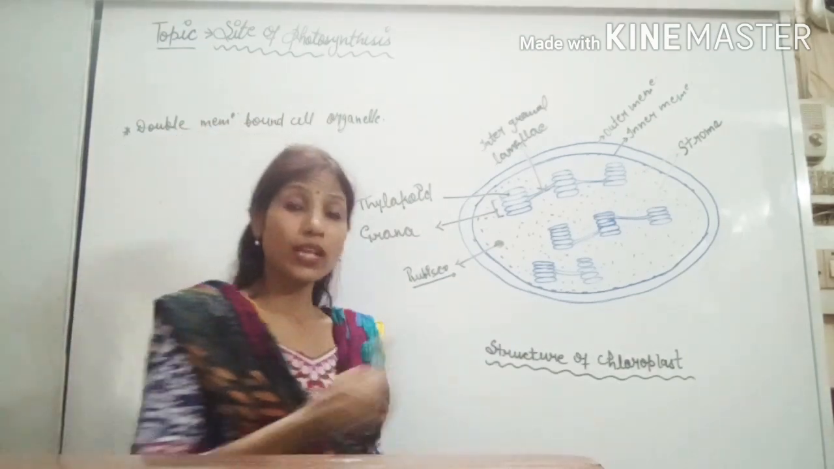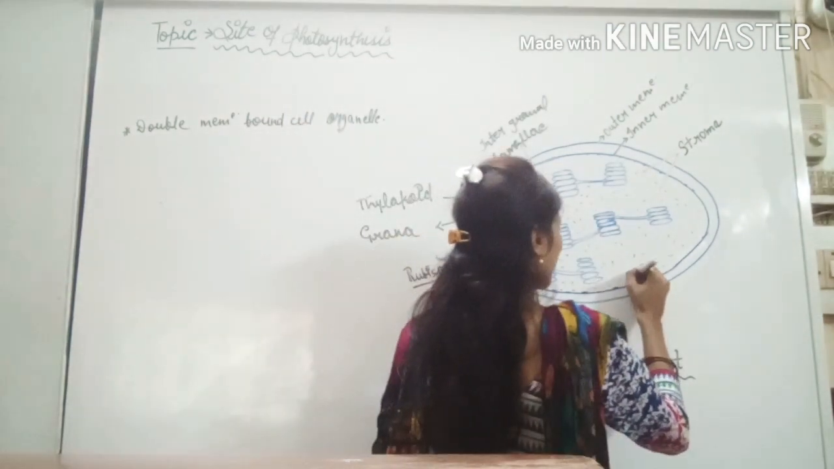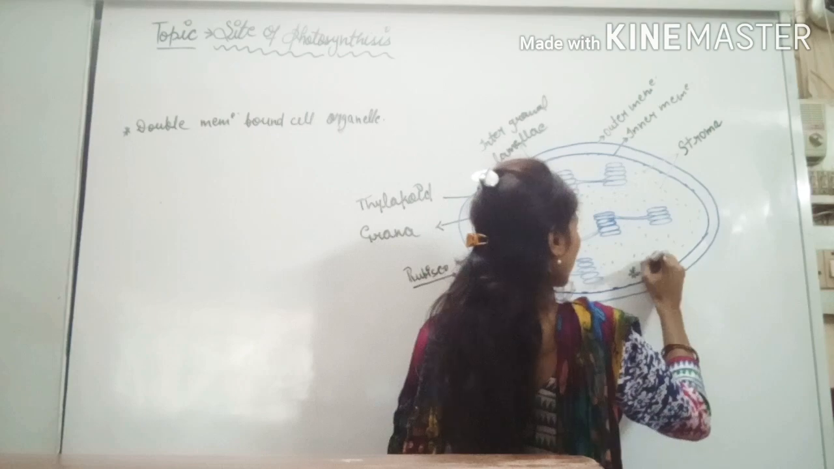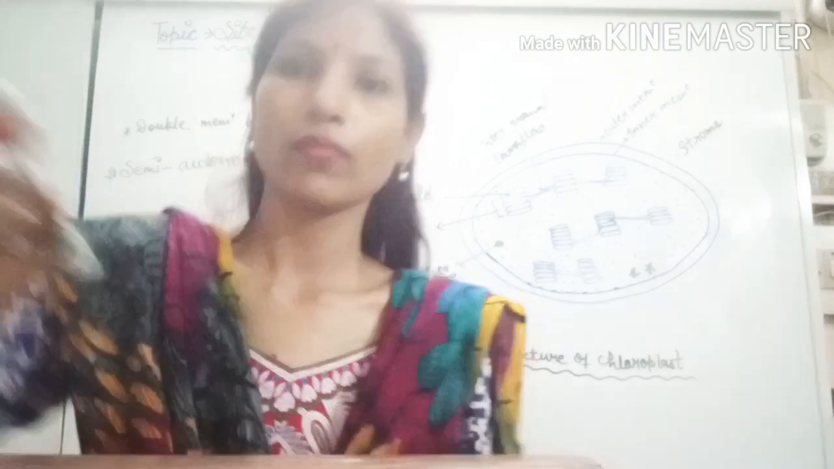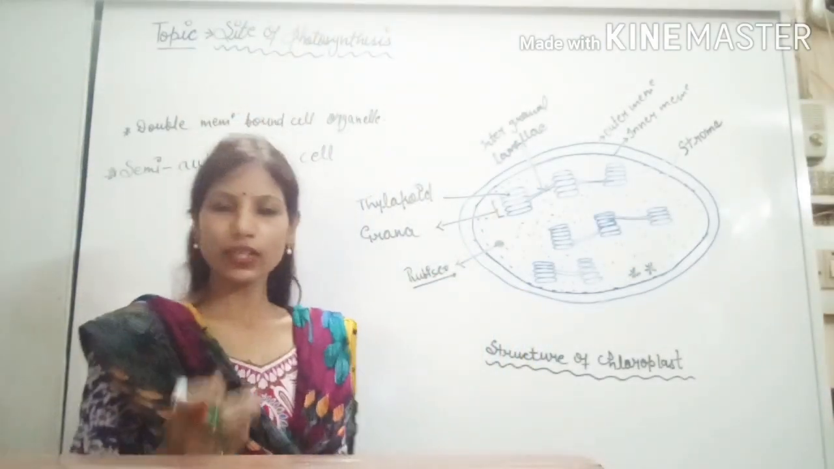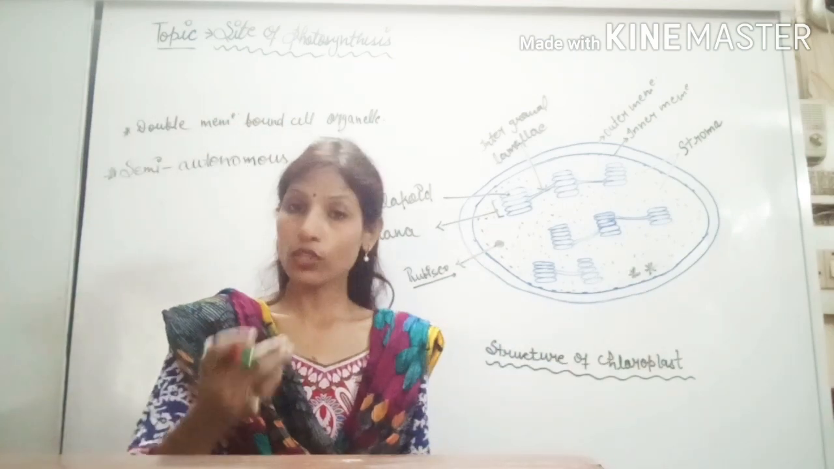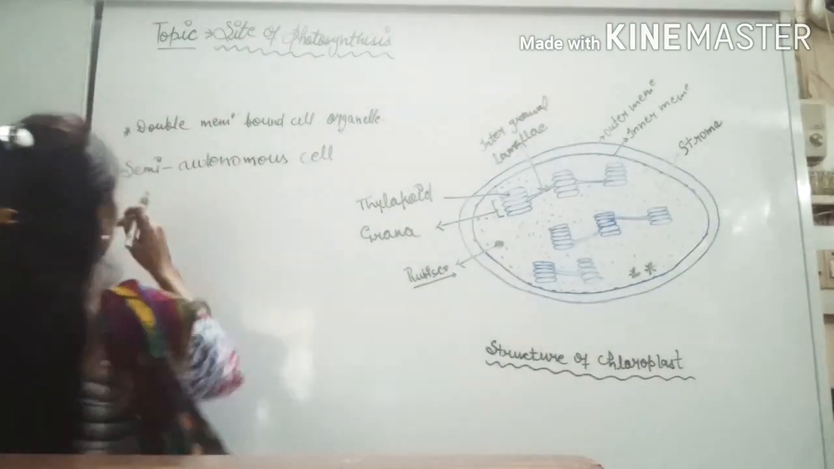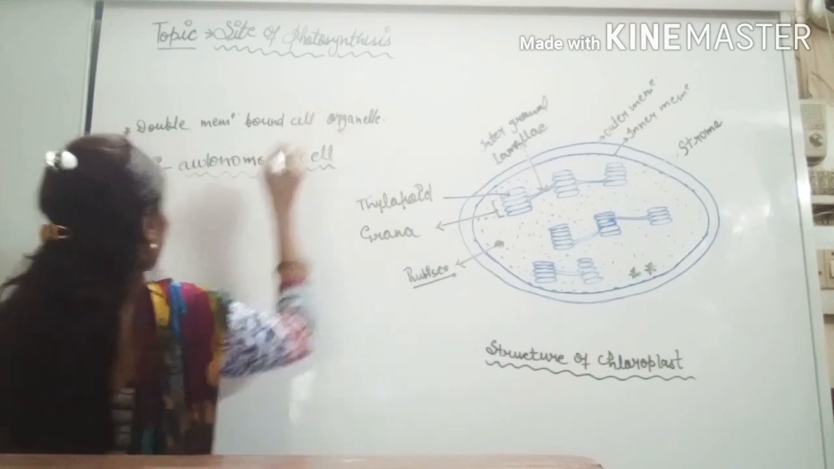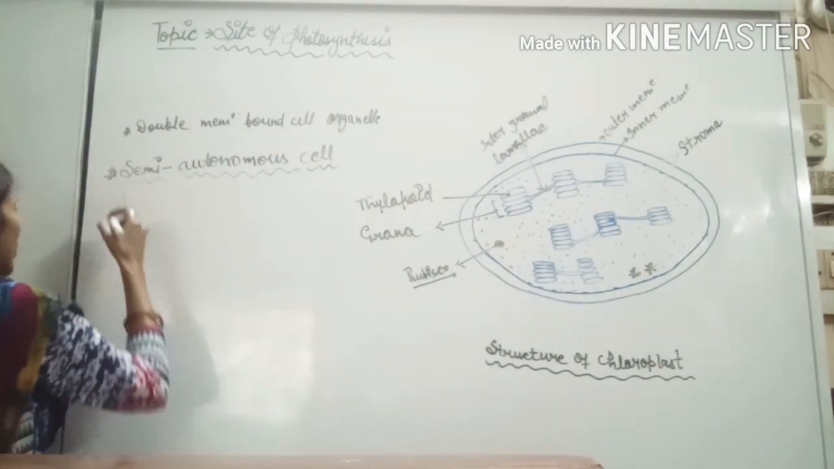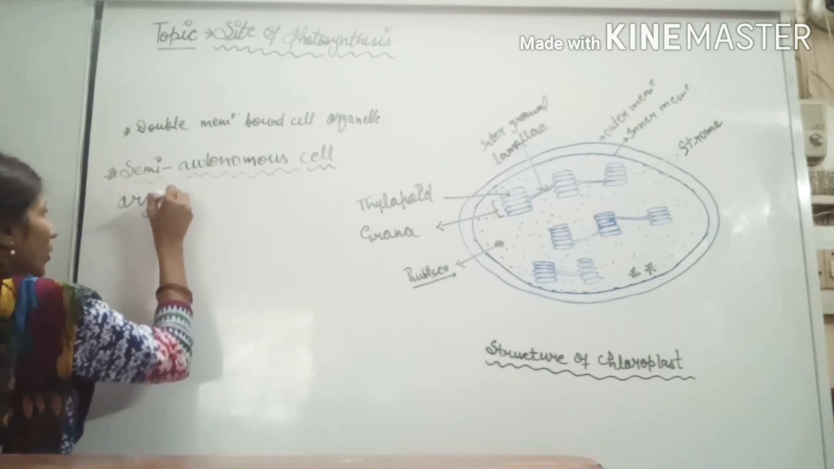Now, the chloroplast has its own DNA as well as RNA, right? Ribosomes are also there. It has the DNA, RNA, ribosomes, lots of enzymes and other parts as well. That's why it is also called the semi-autonomous cell organelle.